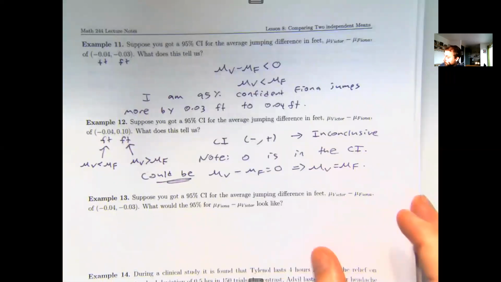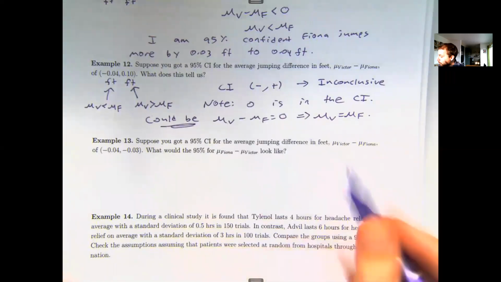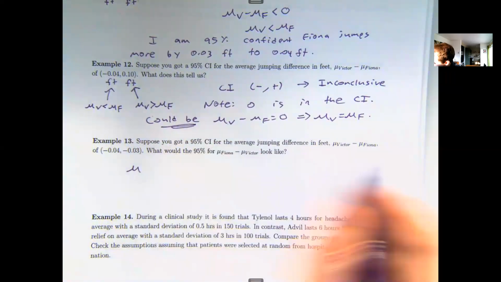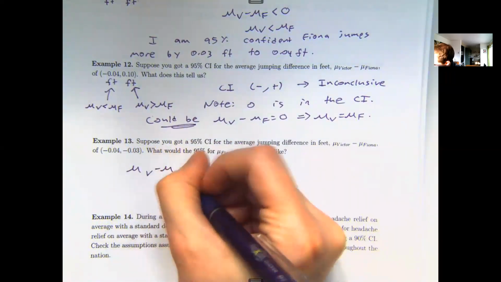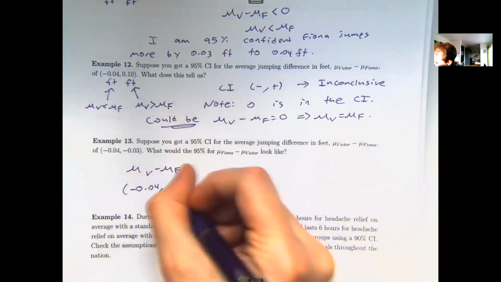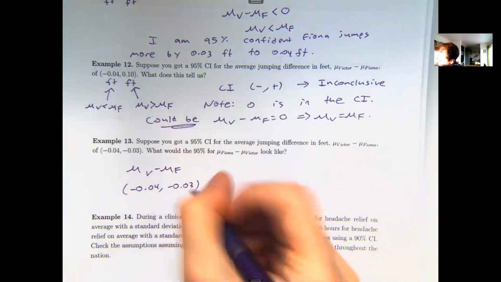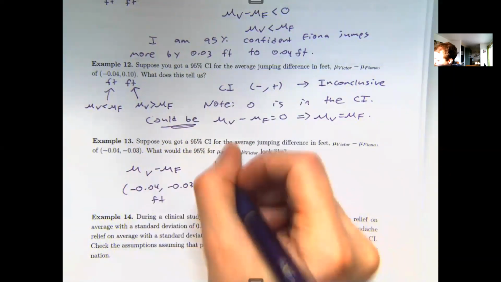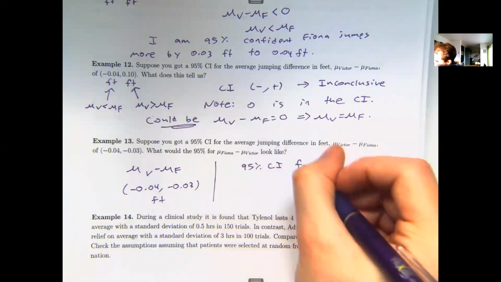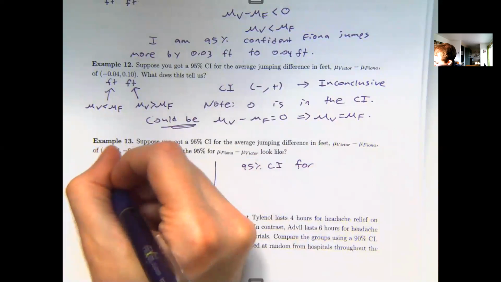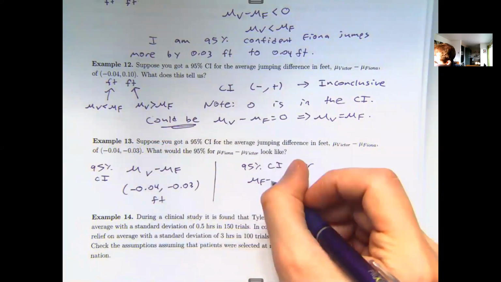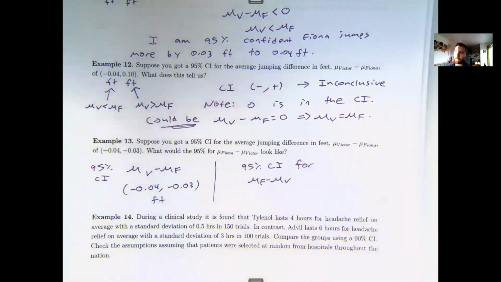Now let's say someone did the problem in the reverse order. So we did our interval for Victor minus Fiona, and we got negative 0.04 to negative 0.03 feet. If I wanted to create a 95% confidence interval for the same thing, but flip it and do Fiona minus Victor, let's think about what happens.